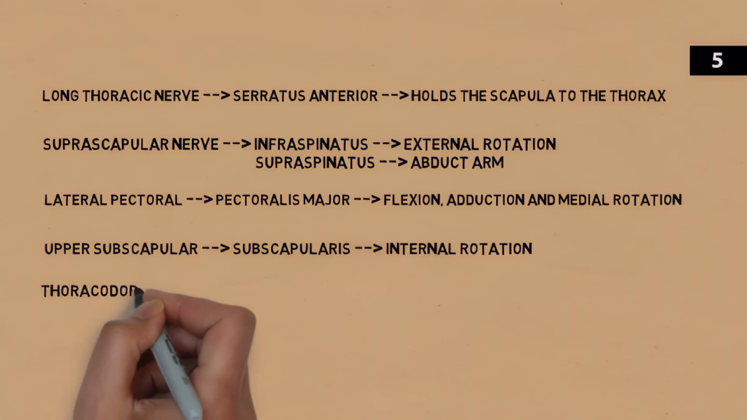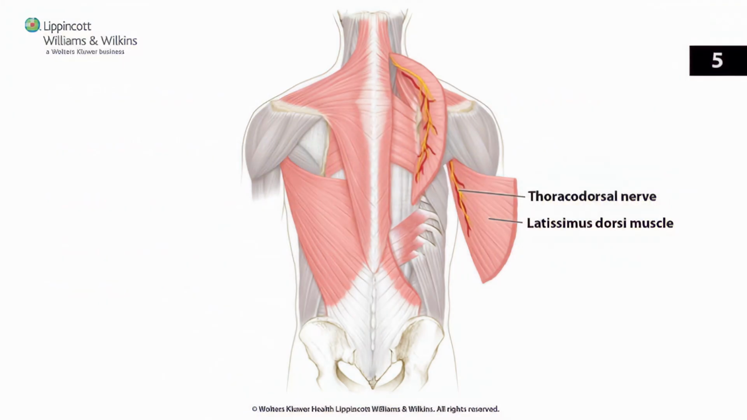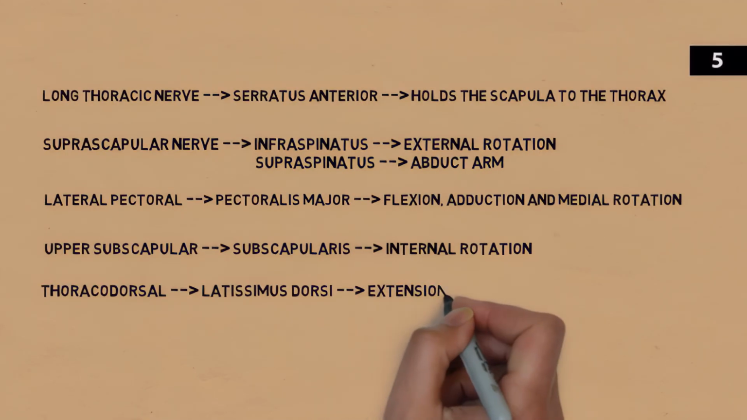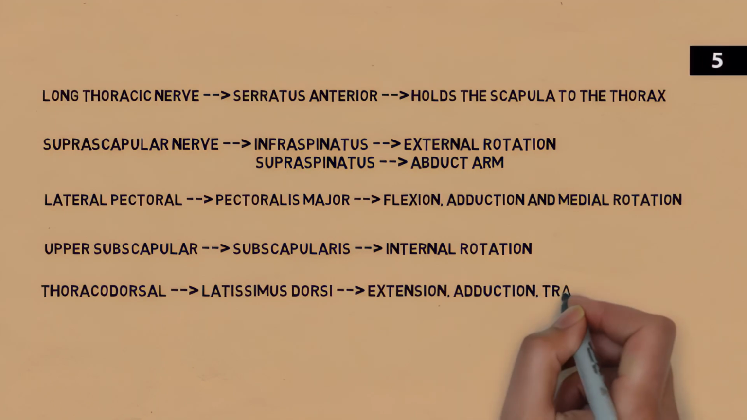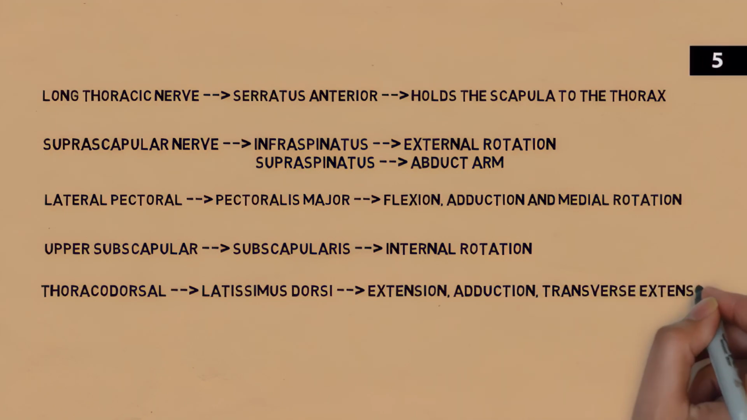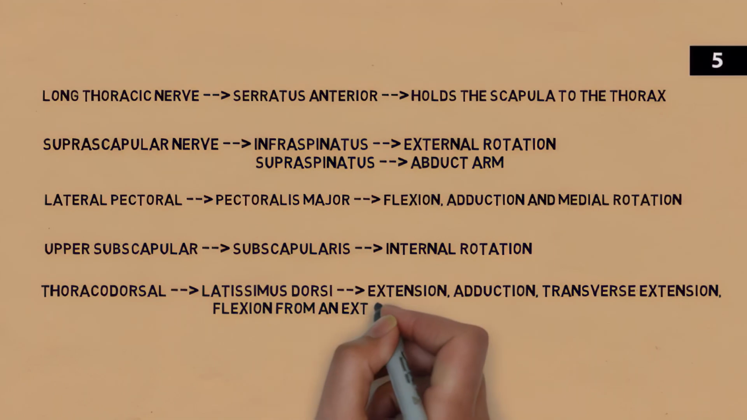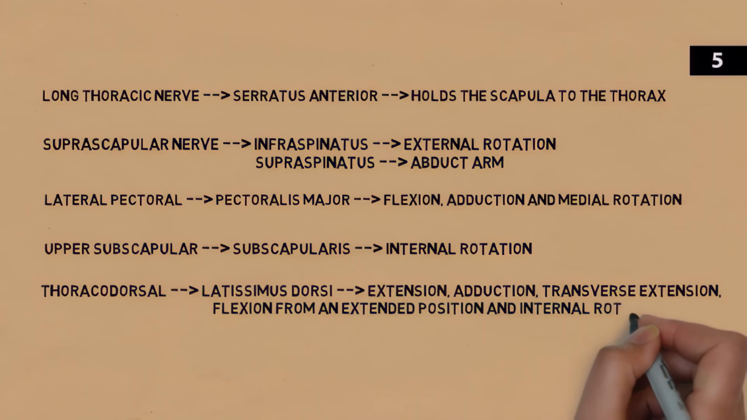Next, we have the thoracodorsal. It's going to innervate the latissimus dorsi. Now, the lats are responsible for extension, adduction, transverse extension, and flexion from an extended position, and then internal rotation of the shoulder joint. So that's a mouthful.